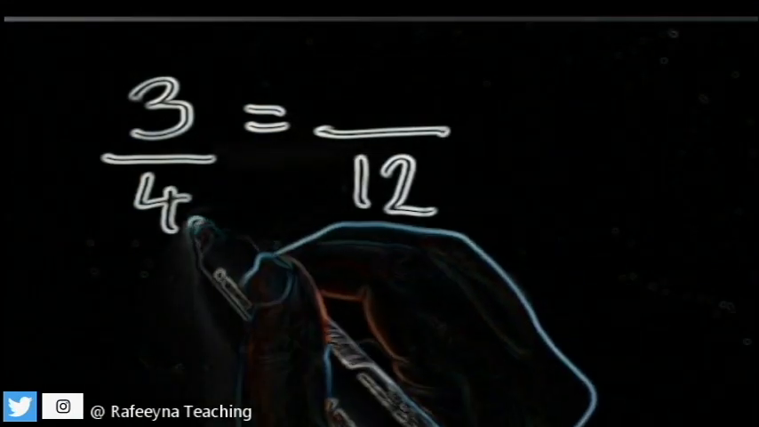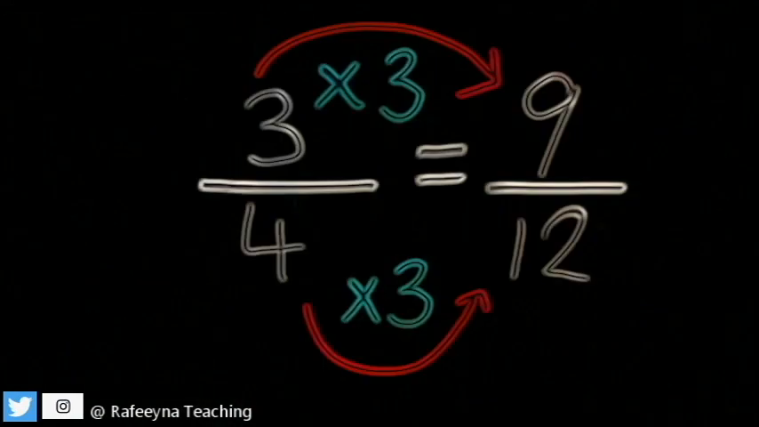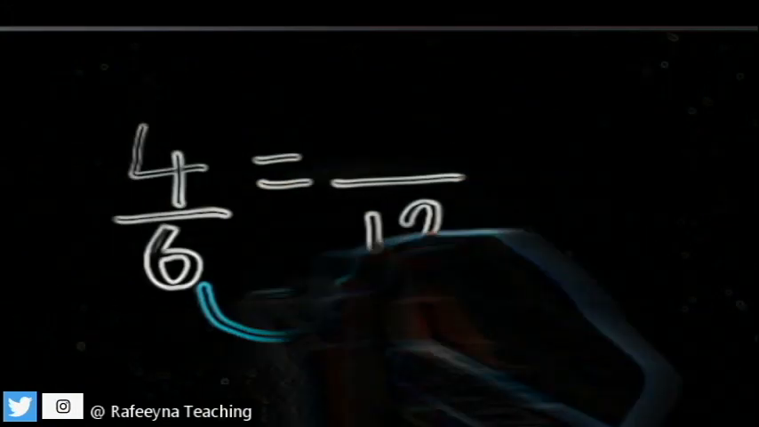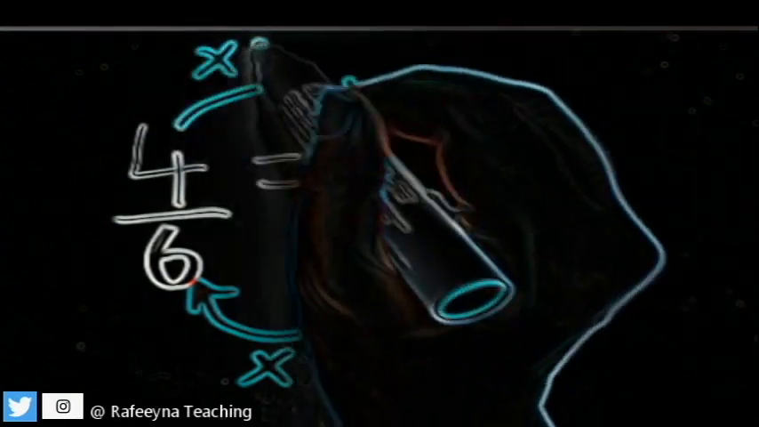The next fraction is 3/4. Looking at the 4, we can see that we need to multiply this by 3 to make the denominator 12. Again, if I multiply the denominator by 3, I have to do the same to the numerator. Therefore, 3 multiplied by 3 equals 9, and the equivalent fraction for 3/4 is now 9/12.